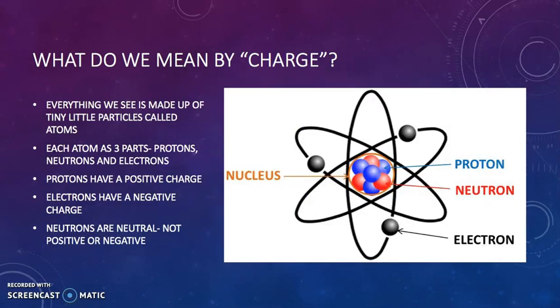So what do we mean by charge? Everything we see, chairs, our desks, our feet, our bodies, our food, everything we see is made up of tiny little particles called atoms. Each atom has three parts, and they can have more than one of each of these things, but these are the main parts. They have protons, think P+. They have a positive charge. There are neutrons, they're neutral, they don't really have positive or negative. And there's also electrons that have a negative charge.